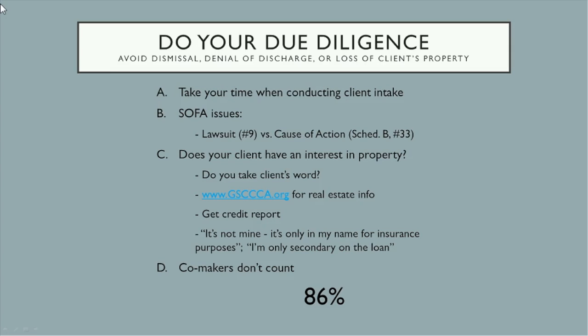We've all heard this. Clients tell you that it's not their property, it's titled in their name only for insurance purposes, or they don't want to tell you about a debt because it's a cosigner, they're secondary on the loan. We all know that's no. They have to list it, but they don't want to. They don't know, or they don't believe in their minds that that's something that should be listed in the schedules.